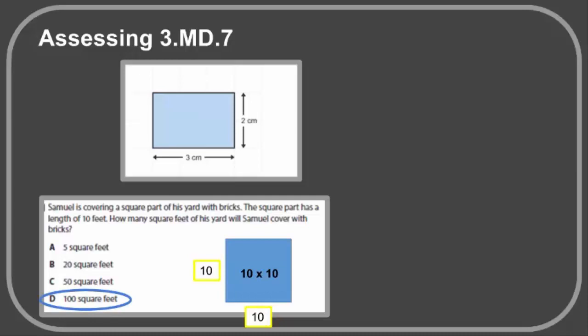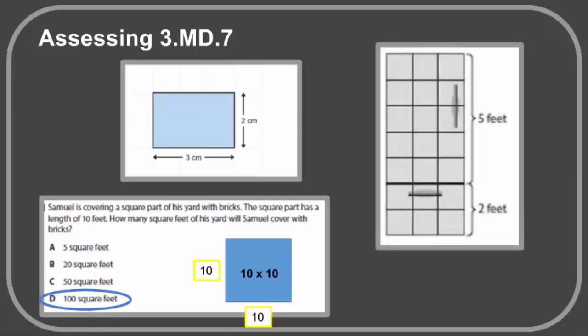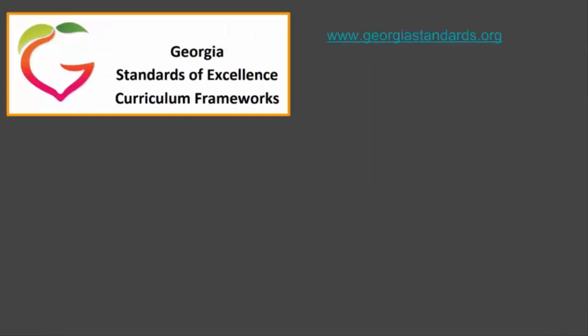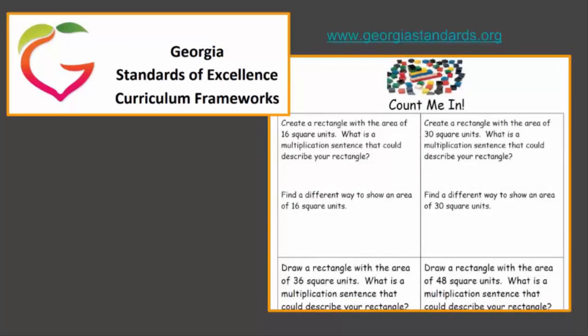Students may also be provided with an illustration such as this that shows the top of the refrigerator is 5 feet with 2 feet at the bottom for the freezer. Explain how to find the total area. For additional tasks and resources, please check out Unit 3 of the Georgia Frameworks.